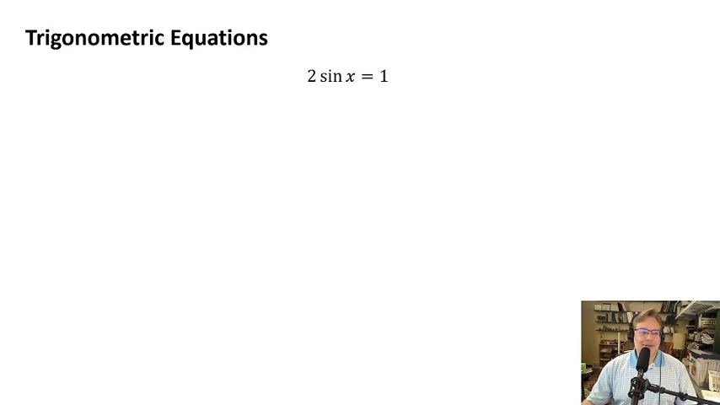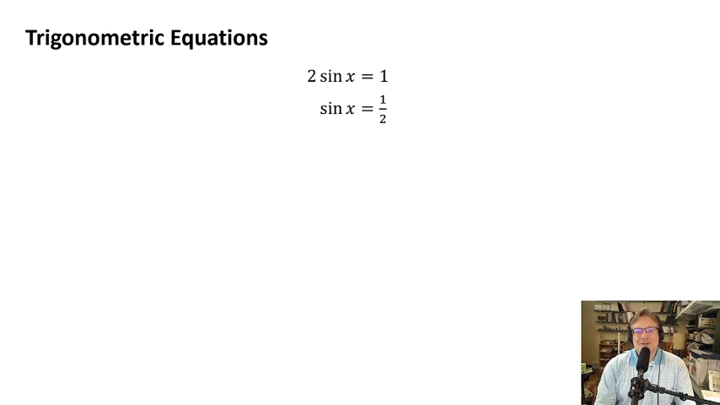All right, so let's talk about how we start to solve some of these trigonometric equations. Let's take a look here. The first thing that you always want to do is to get the trig function by itself, and so that's going to involve solving this for sine of x. So sine of x is equal to 1/2.